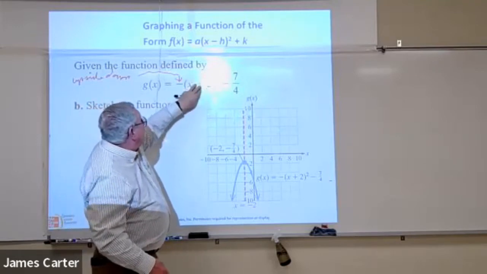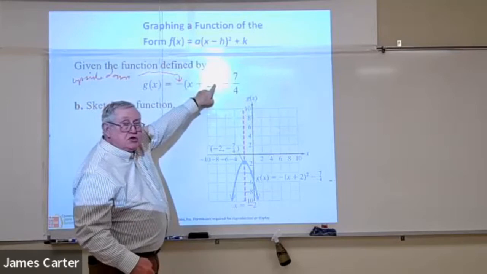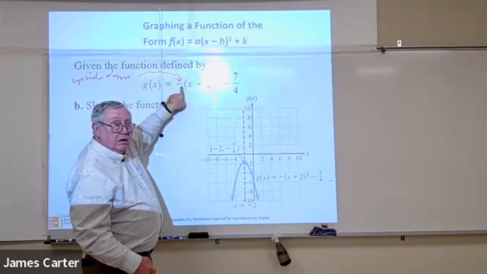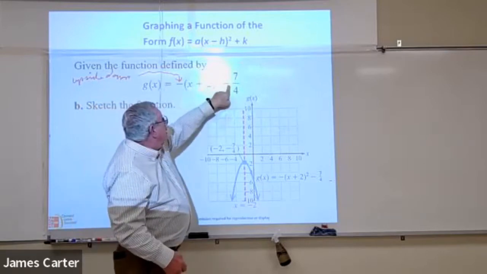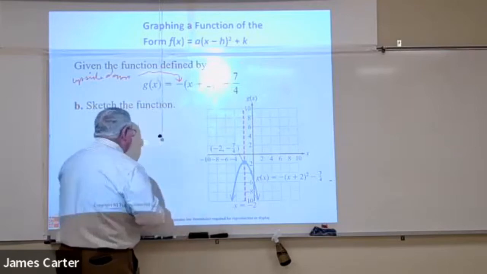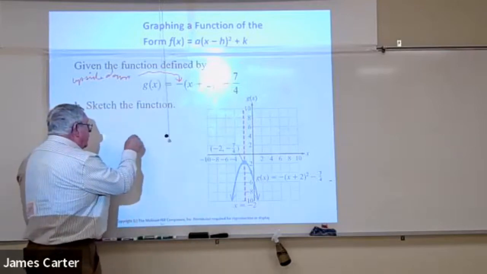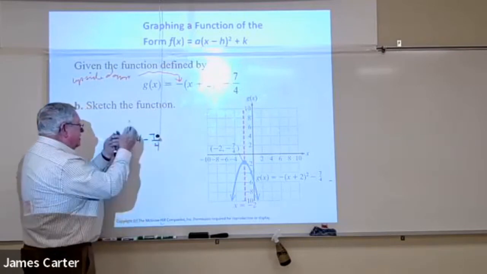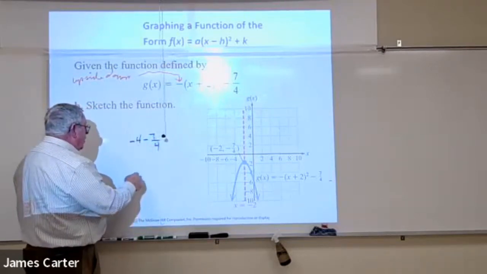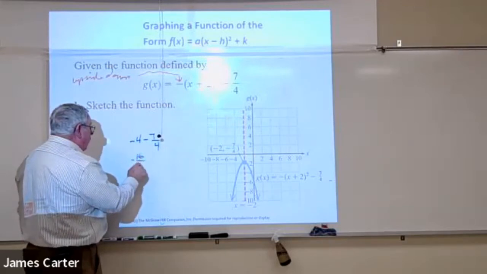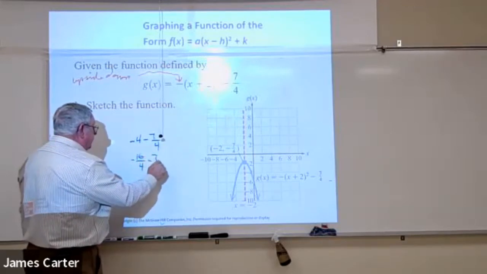So that kills that off. So I've got 2 squared is 4, -4, minus 7/4. Well, -4 minus 7/4. I can't just add those like they are. So I've got to change this into -16/4 minus 7/4.